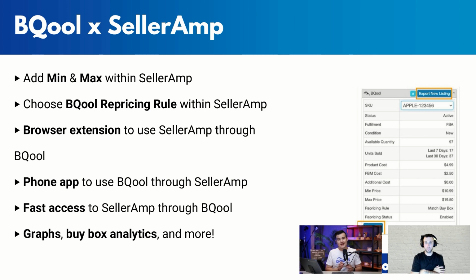And then you can go to any single site. You can go to Kohl's, you can go to Walgreens, you can go to Walmart, you can go to Target, you go to Nike.com, you go to all these sites, you'll be able to add your min and max using SellerAmp, and also the specific repricing rule that you want while you are sourcing.